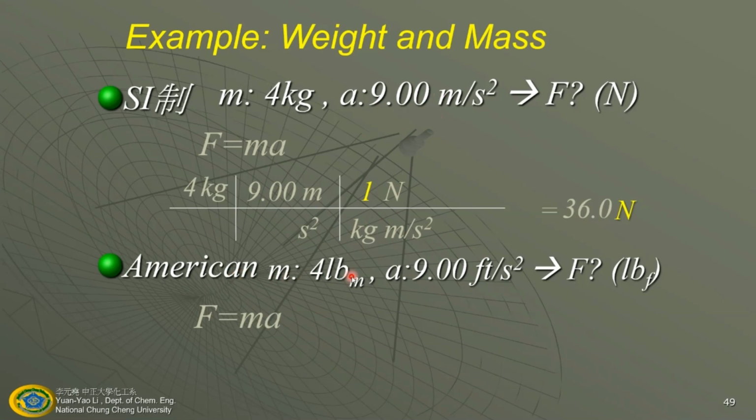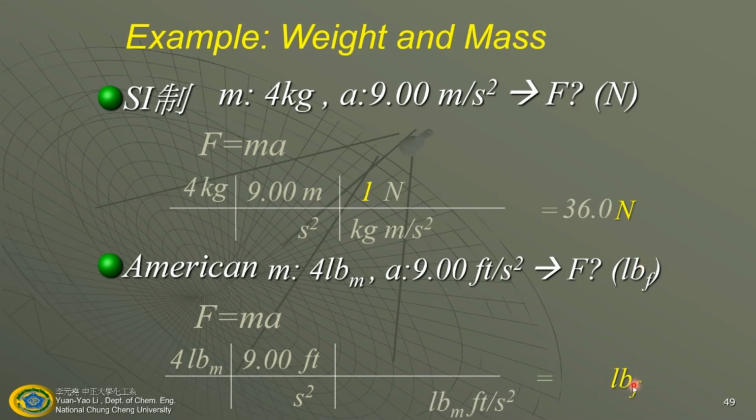And how about the American engineering system? 4 pound mass and 9 feet per second square. How many pound force? We should write: the force equals mass times acceleration. Again, you have 4 pound mass and 9 feet per second square. Because you want to make it become pound force, you need a conversion factor: 32.174 pound mass feet per second square is 1 pound force. You remove the units, do a simple calculation, and it will be 1.12 pound force.